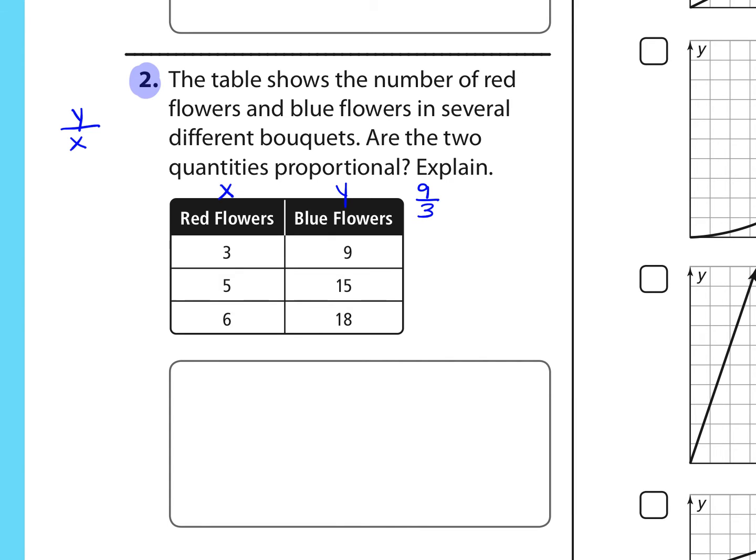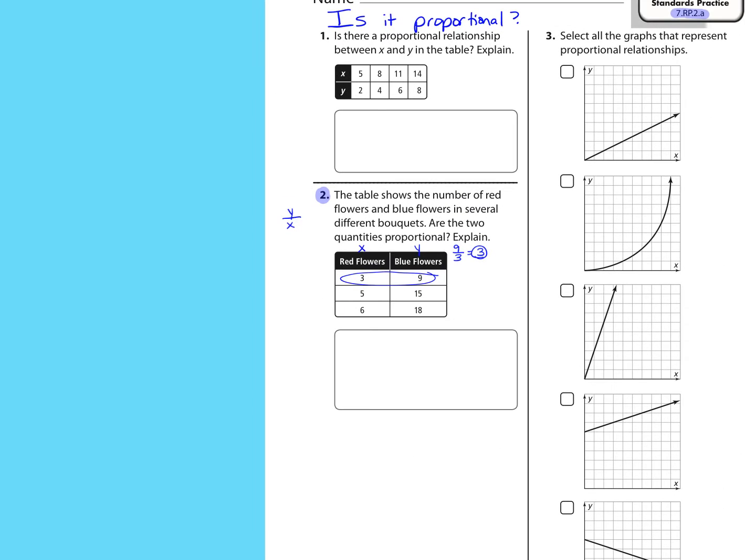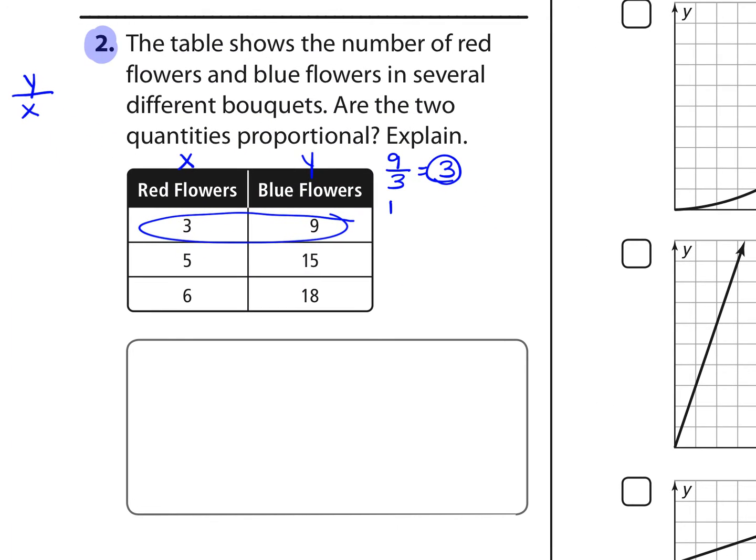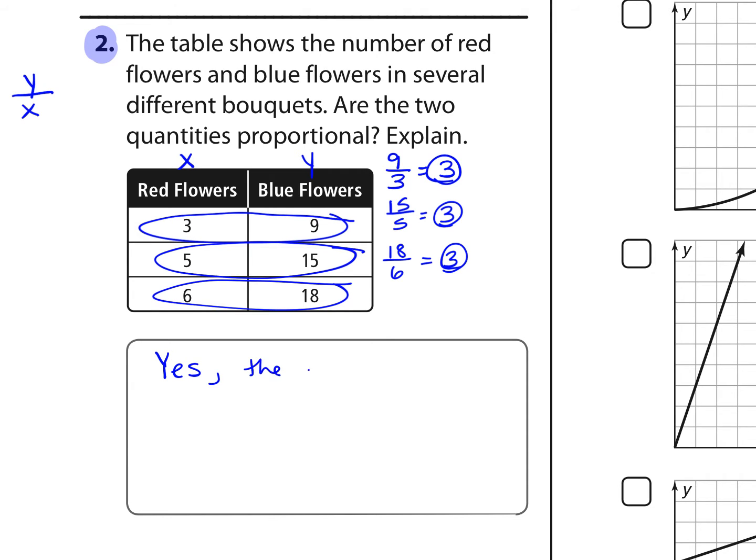So let's take 9 divided by 3 from this first ordered pair, which is 3. Then we have 15 divided by 5 from the second ordered pair, which is 3. Then we take this third ordered pair and we say 18, the y value, divided by 6, the x value, and we get 3. So every time we get the same value for y divided by x, so yes, it is proportional. The ratios of blue to red flowers are equal.